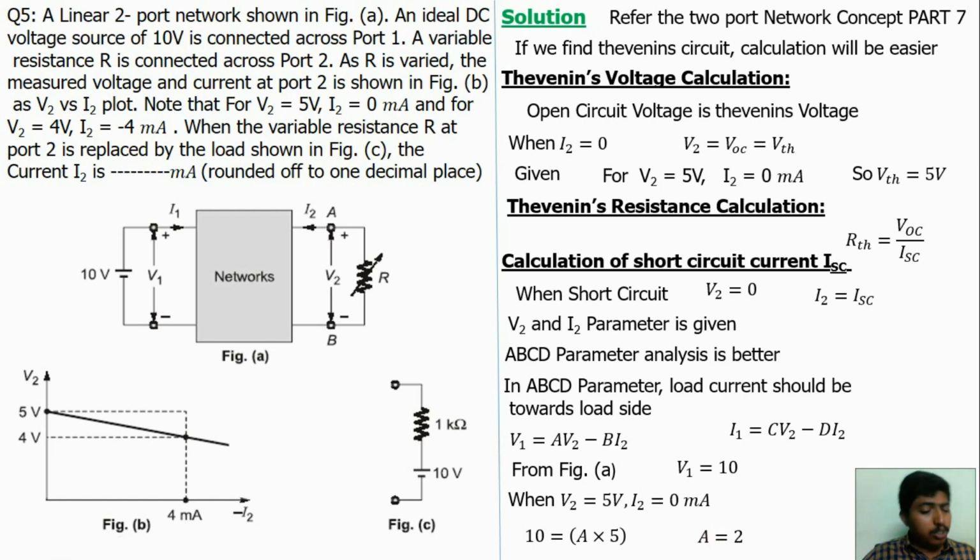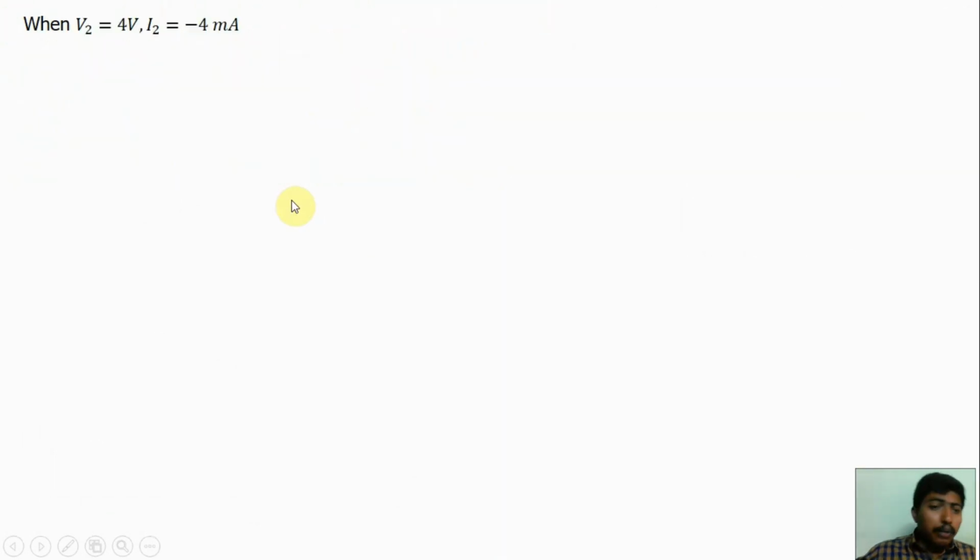A parameter is known. Next, find the B value by using other conditions. When V2 is equal to 4 volt, I2 is equal to minus 4 milliampere. Substitute this condition in the characteristic equation, you will get V1 is equal to 10 volt, A into V2 value 4 minus B into I2 value minus 4. Already we know that A value is equal to 2. Here 10 is equal to 4A plus 4B, A value is 2, we will get 8. So B value is equal to 0.5.